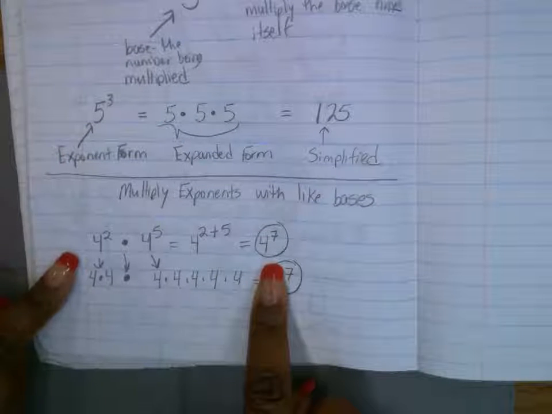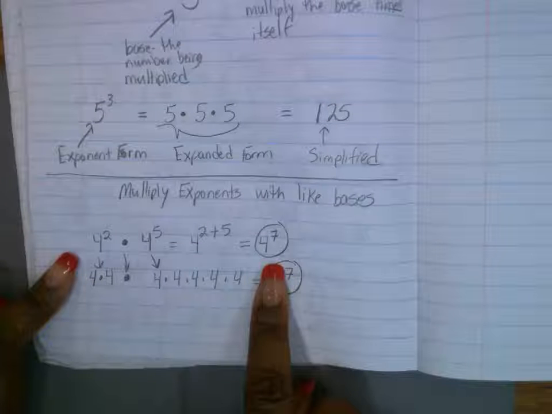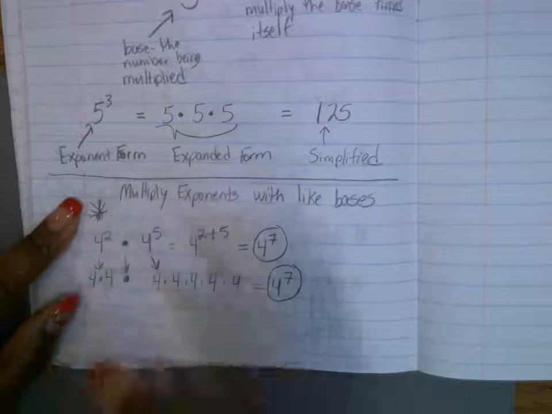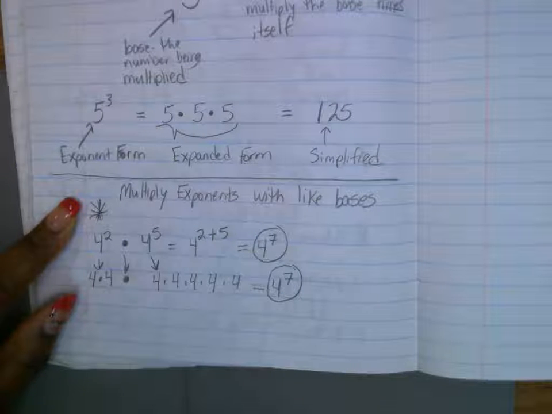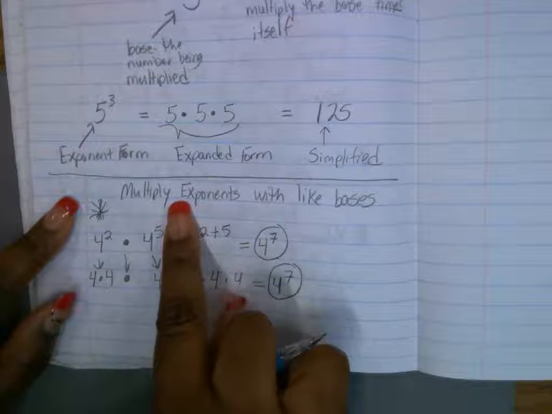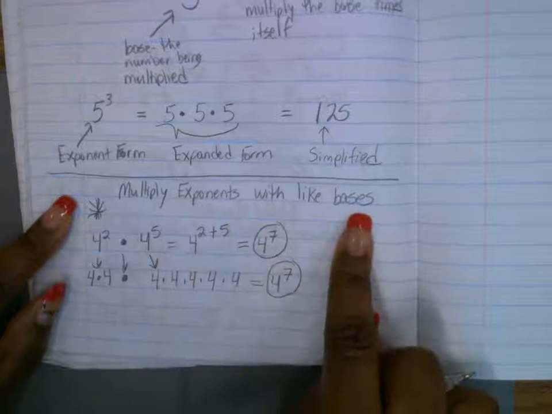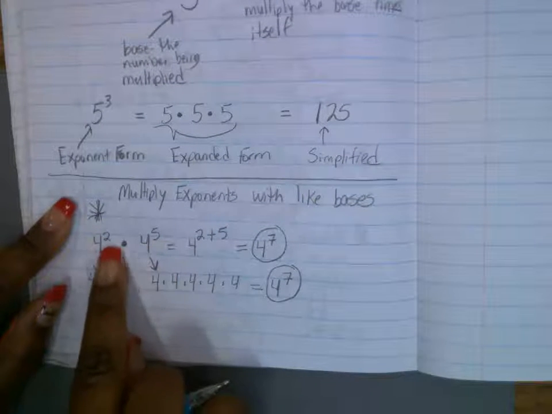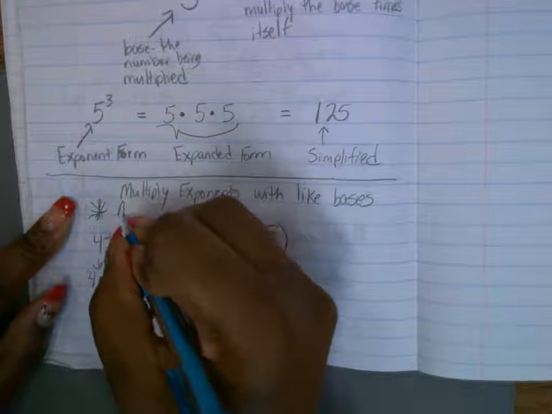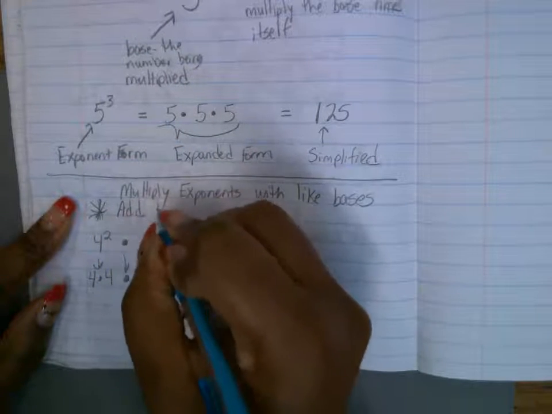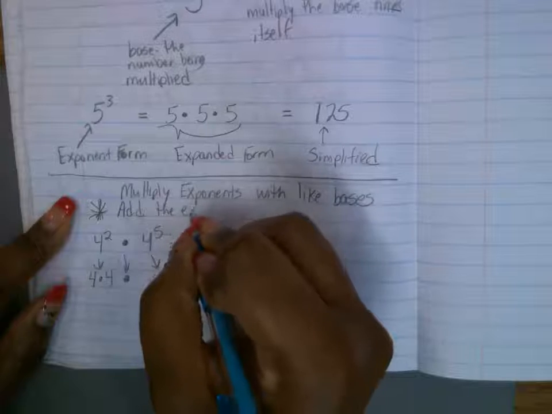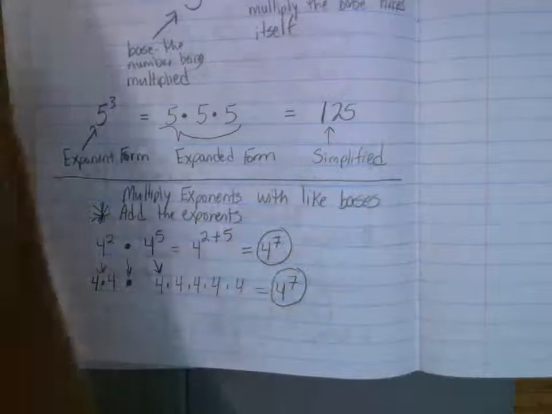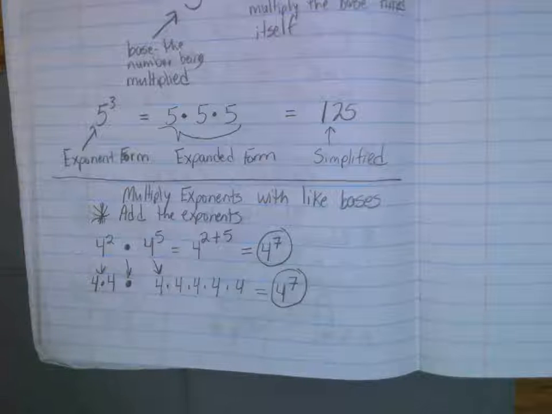Any questions about this? So super important. So we use our stars for super important stuff. When you multiply exponents with like bases, really what you're doing is adding the exponents. Any questions?